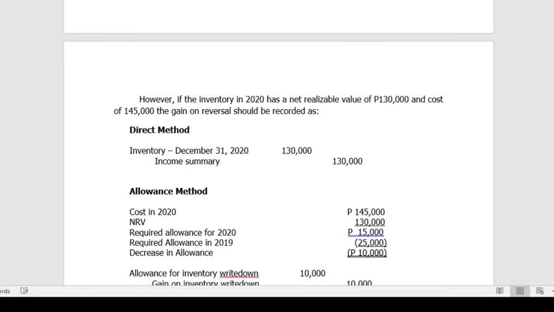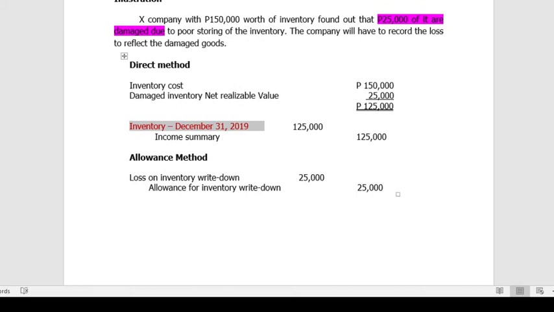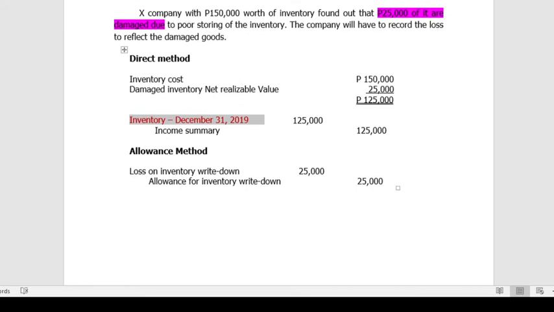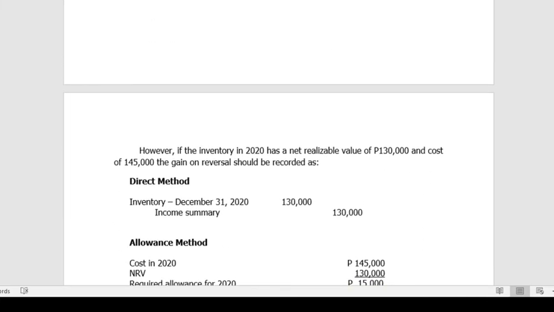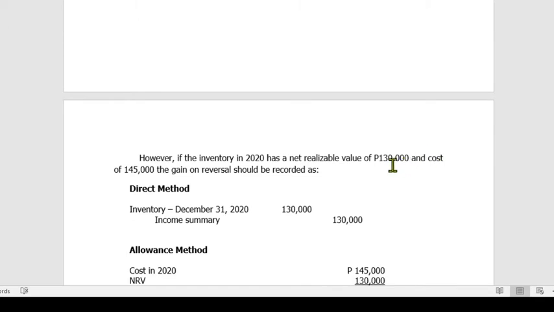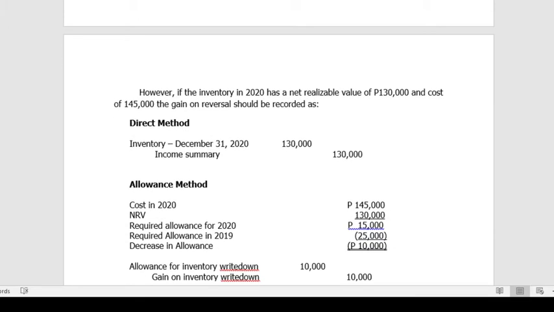okay, may provision. However, if the inventory in 2020 has a net realizable value of 130,000 and cost of 145,000, the gain on reversal should be recorded as debit inventory 130,000 and credit income summary 130,000. If in inventory 2020, magkano ba ang inventory? Okay, sabi dito 150,000. Ang inventory found out at 25,000 damage. So, paano daw kapag 130,000 ang value? So, same logic. 130,000 ang inventory and 130,000 income summary under the direct method.